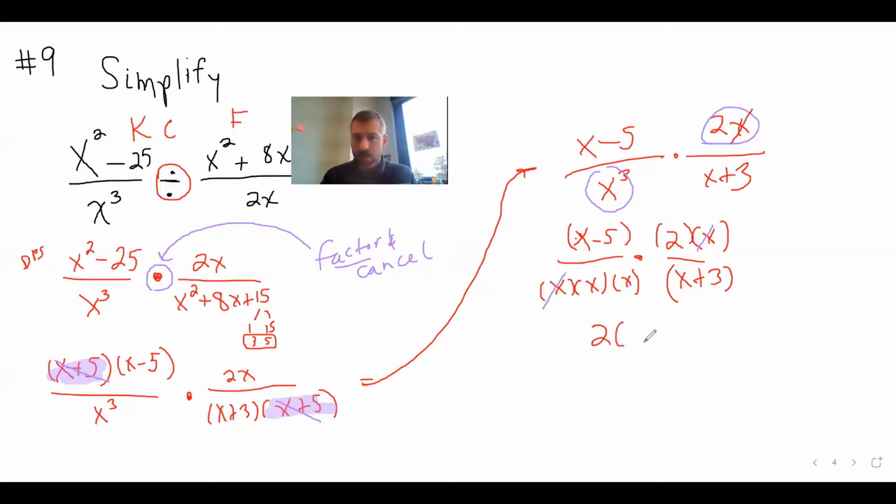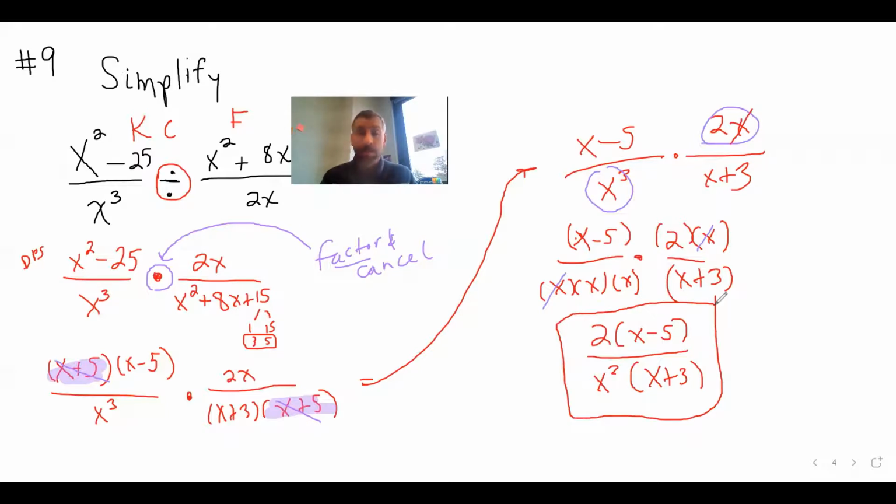So we'll put this all together. It would be 2 times x minus 5 all over x squared times the quantity x plus 3. This is a simplified answer. You could, of course, distribute if you wanted to.